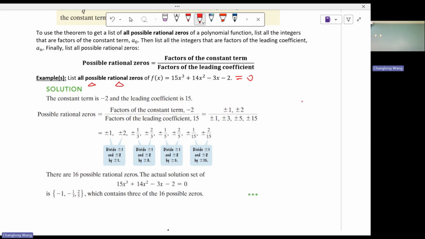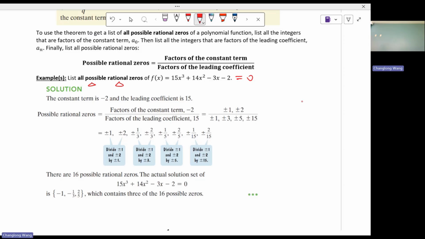So now, a number as easy as -2, does it have a factor of 1? Yes. Does it have a factor of -1? Yes. -2 divided by -1 is an integer, right? Does it have a factor of 2? Yes. -2? Yes. Do you see that? It doesn't matter whether it's 2 or -2.